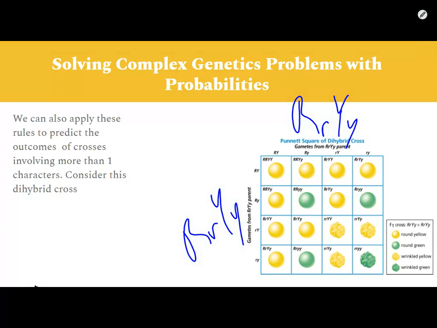In something like a trihybrid cross with 3 traits, right? Definitely not going to want to do that Punnett square. So you can have the probability rules help you out there. So that's our example that we're going to work with.